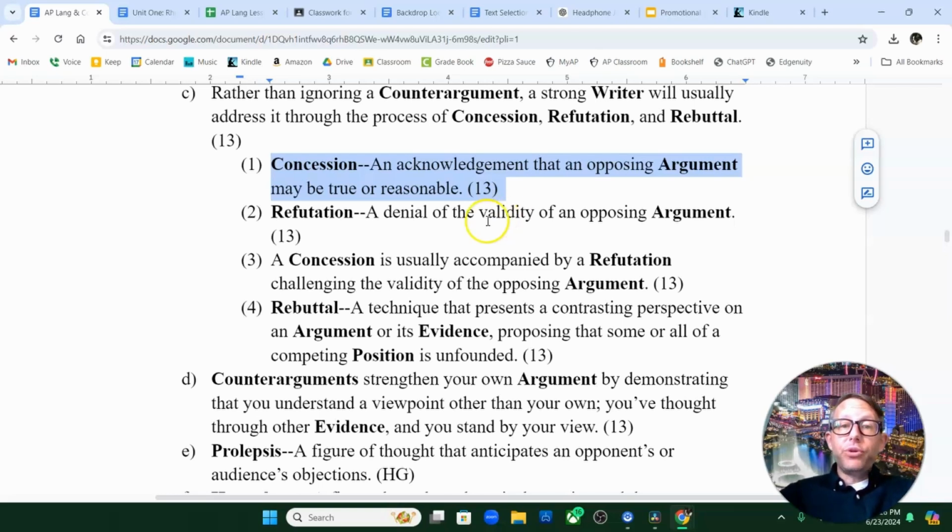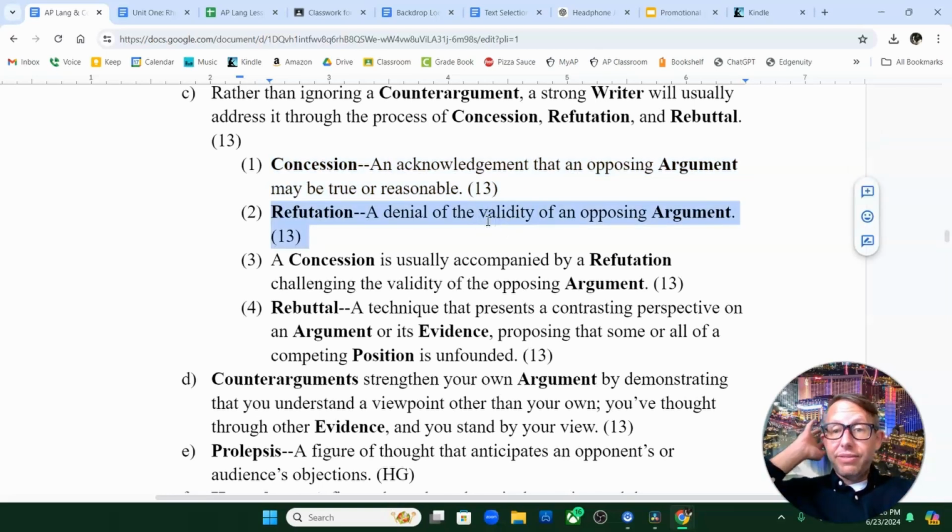Next would be, of course, refutation. That's a denial of the validity of an opposing argument. So that's saying that this is what the opposition would say. Well, this is why it's wrong. It's saying that argument doesn't bear weight. That argument is problematic because of one reason or another, or the facts don't hold up for that particular argument, something along those lines. Okay, so that's what we're talking about there.